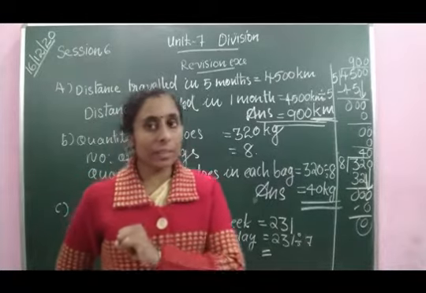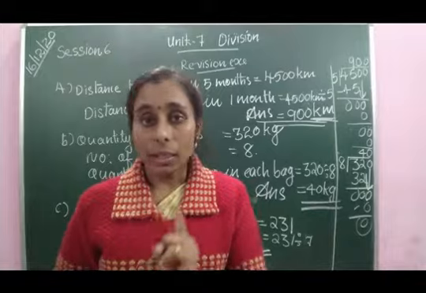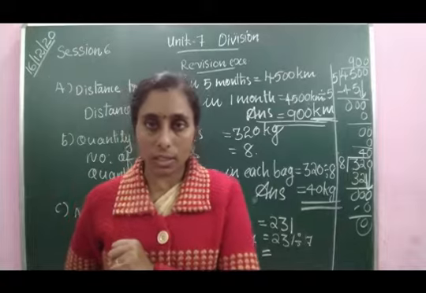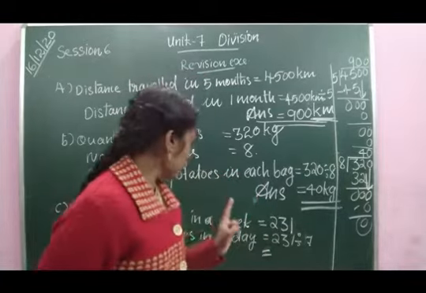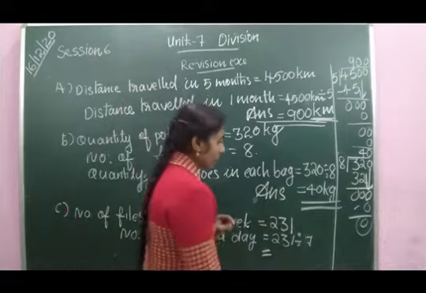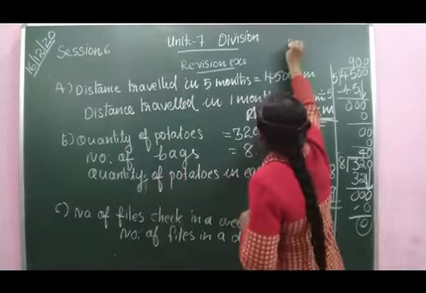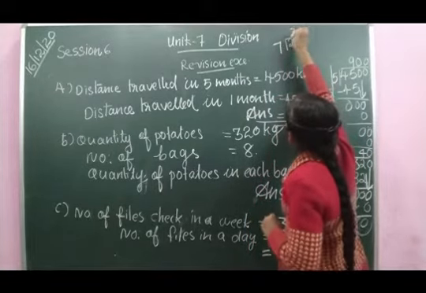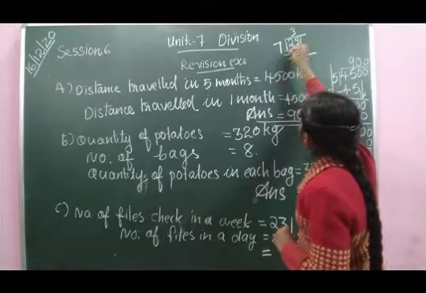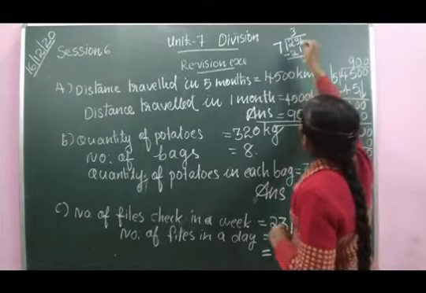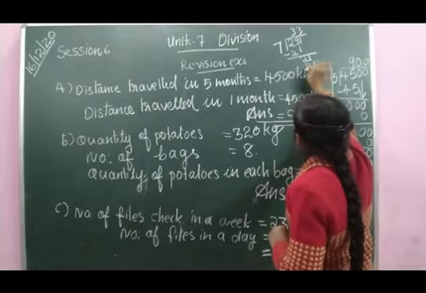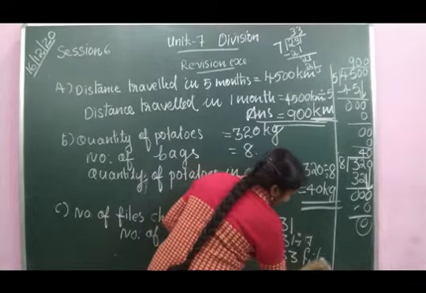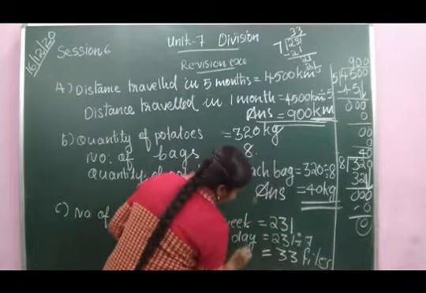Then, 1 week means how many days? 7 days. In 7 days, he checked 231 files. So, in 1 day, how many files did he check? How can we find it? 231 divided by 7. I am going to write here 231 divided by 7. 7 3s are 21. 23 minus 21, 2. Again 1 comes down, 7 3s are 21. Here 3. How many files did he check? 33 files. Here we can write 33 files. What is the answer? 33 files.